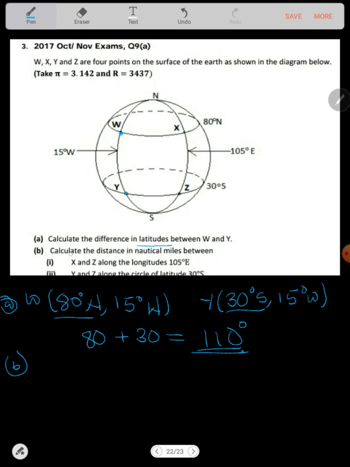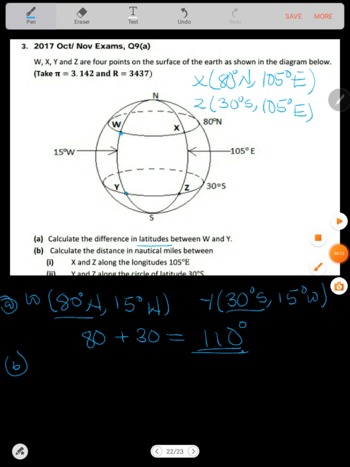Now part B says, calculate the distance in nautical miles. You can see that the radius we've been given here is in nautical miles, and we've been told to use this pi here. So between X and Z, let's list Z, X. Where is X? X is here, on 80 degrees north, 105 degrees east, while Z is here. So you can tell that Z is actually on the same longitude as X.